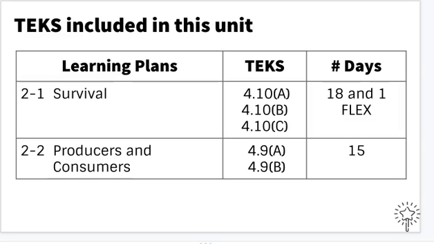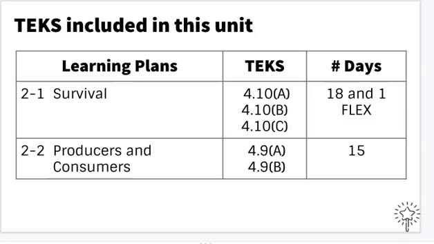This unit includes only 2 learning plans. Learning Plan 1 on survival addresses 4.10a through 4.10c, and lasts 18 instructional days with 1 flex day. Each of the organisms that have been worked with in the classroom, the mealworms, the betta fish, and the plants, the seeds that were grown, the lima beans and sunflowers, will be interwoven throughout this unit and throughout each of the topics in order to provide continuity and bridging some understanding with the concepts covered.